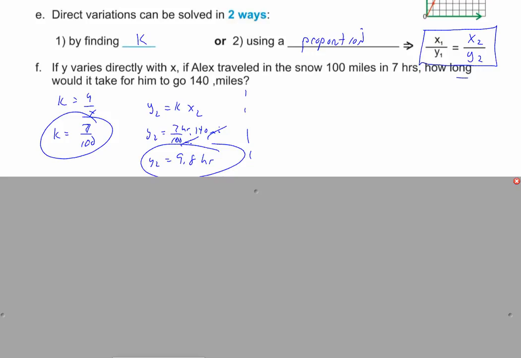Okay, so that's the find k, use k to figure out the second value. You can do the same thing with a proportion. Just to keep from confusing you, I'll follow the exact same format here. So I'm not going to rewrite it, right? We're just going to use this proportion.